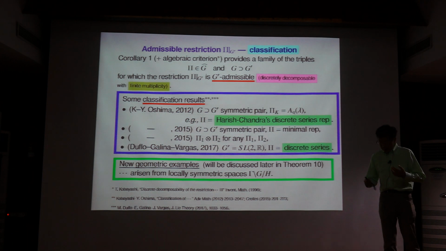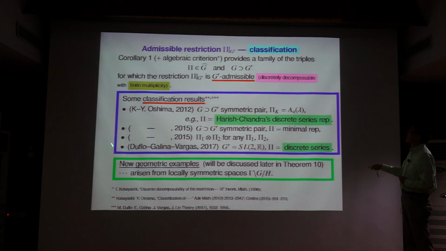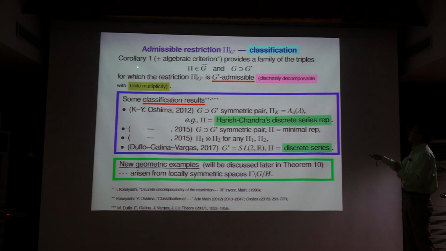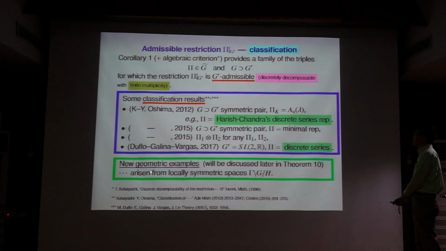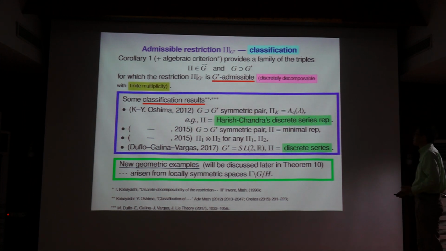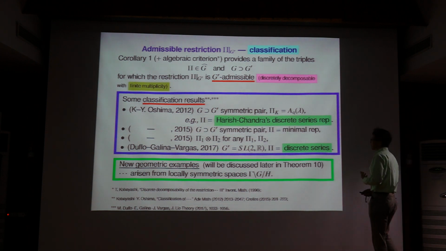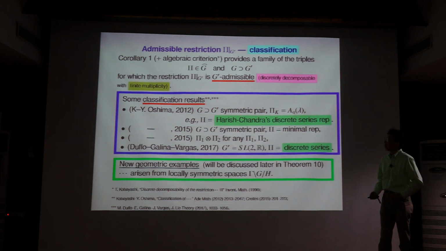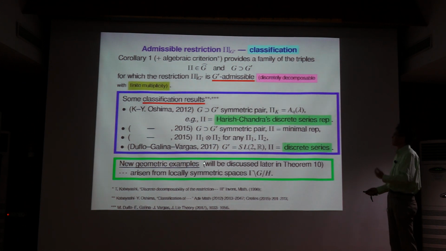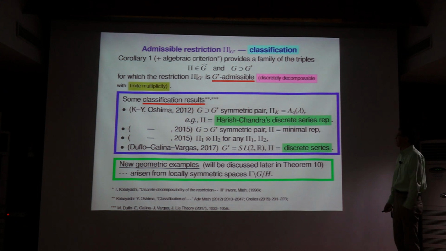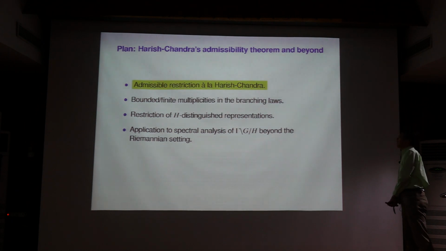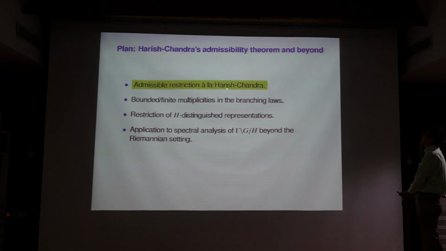But these are based on the criterion that I discussed, by representation theoretic invariants. But we shall see a completely different approach, from some geometry connected with locally pseudo-Riemannian symmetric spaces, that gives a family of triples that are admissible restrictions. And this will be discussed at the end of this talk. Okay, so these are some topics arising from Harish-Chandra's admissibility theorem.